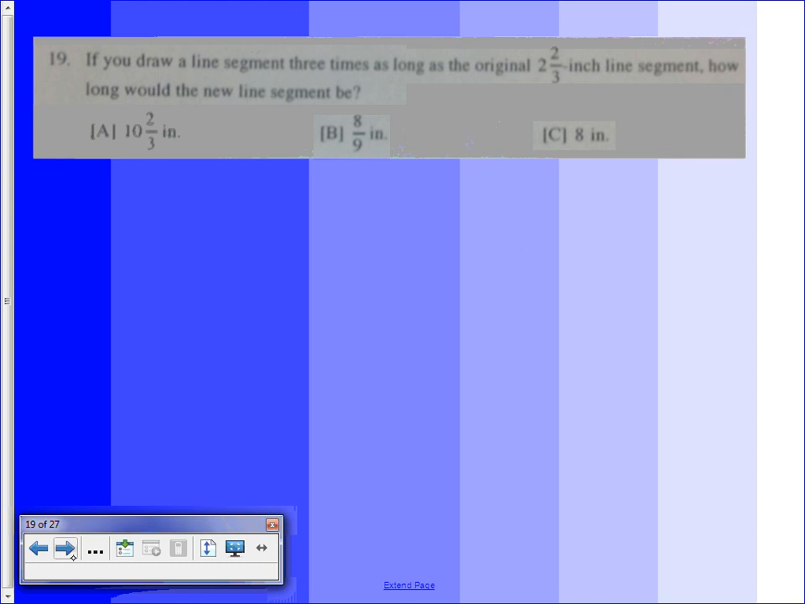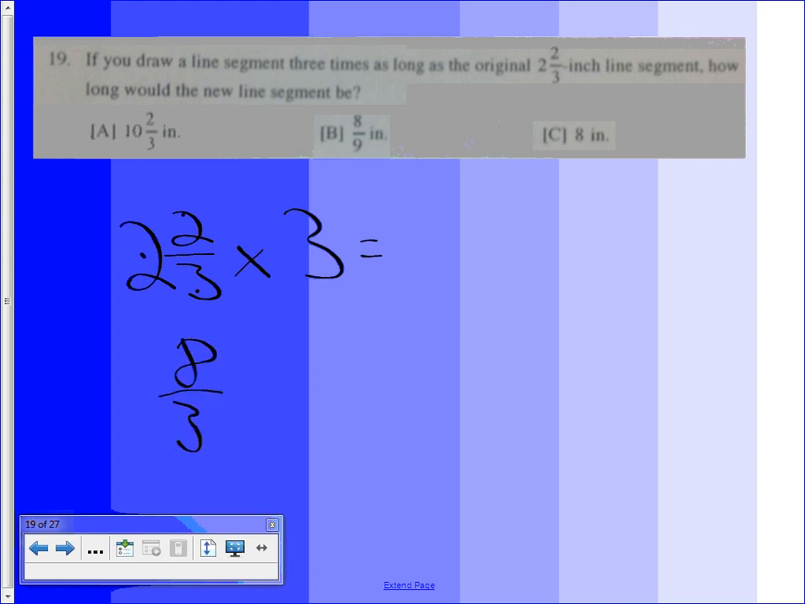If you draw a line segment 3 times as long as the original 2 2/3 line segment, how long would the new line segment be? Now we're going into multiplication. 2 2/3 times 3 equals what? Remember, we have to write this as an improper fraction. 3 times 2, 6 plus 2, 8 over 3. Times 3, remember, if I write 3, like a 3-year-old, what would their age be as a fraction? It'd be 3 over 1.